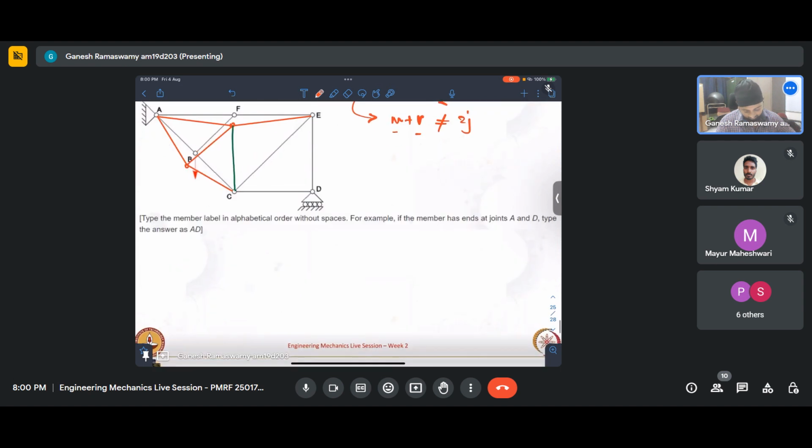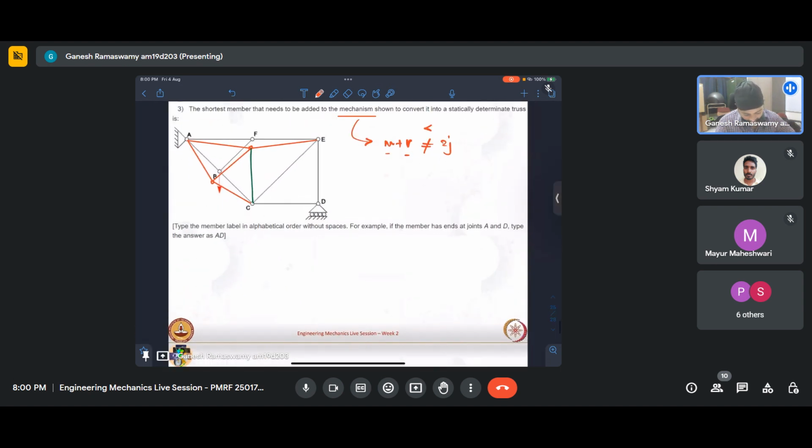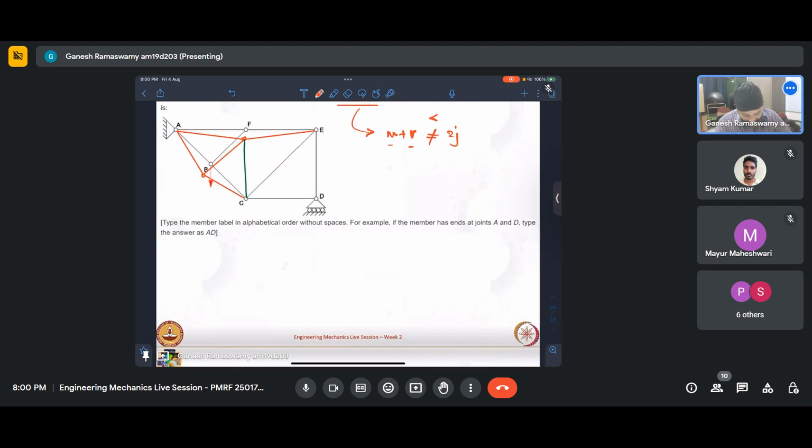So we have been asked to report the answer in one specific fashion. Type the member label in alphabetical order. For example, if the joints that are connected by the member are A and D, type AD. So we see that C and F is what we want to connect. So we label it as CF. So I take it that this is clear. Are there any questions?